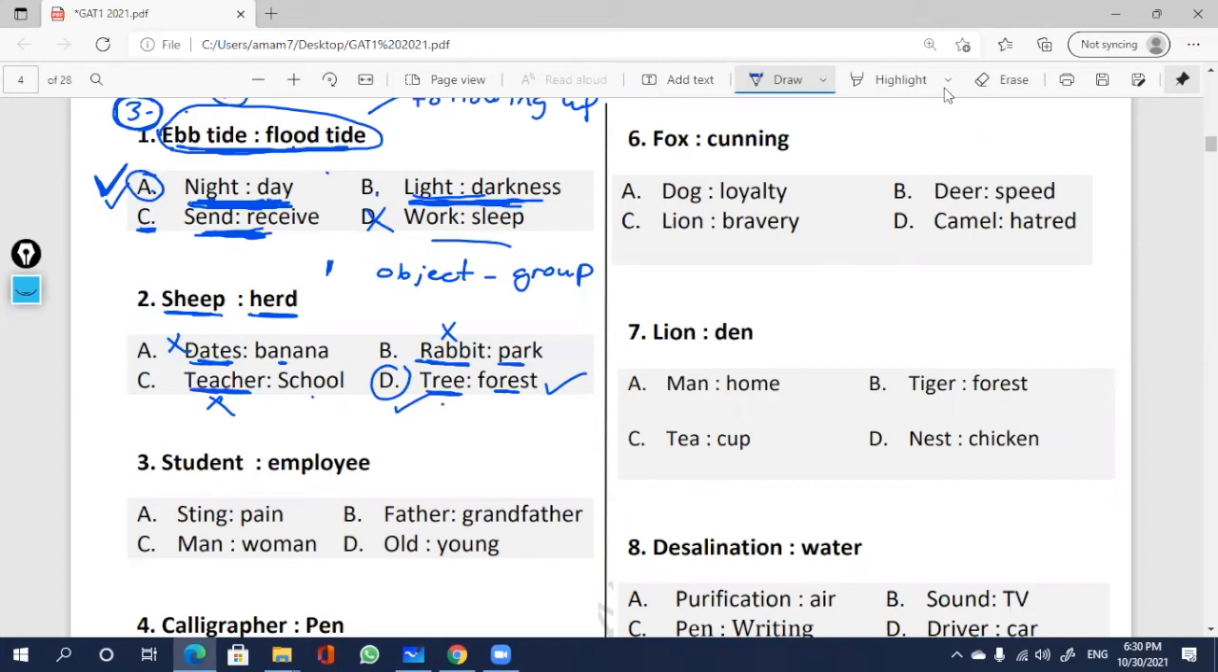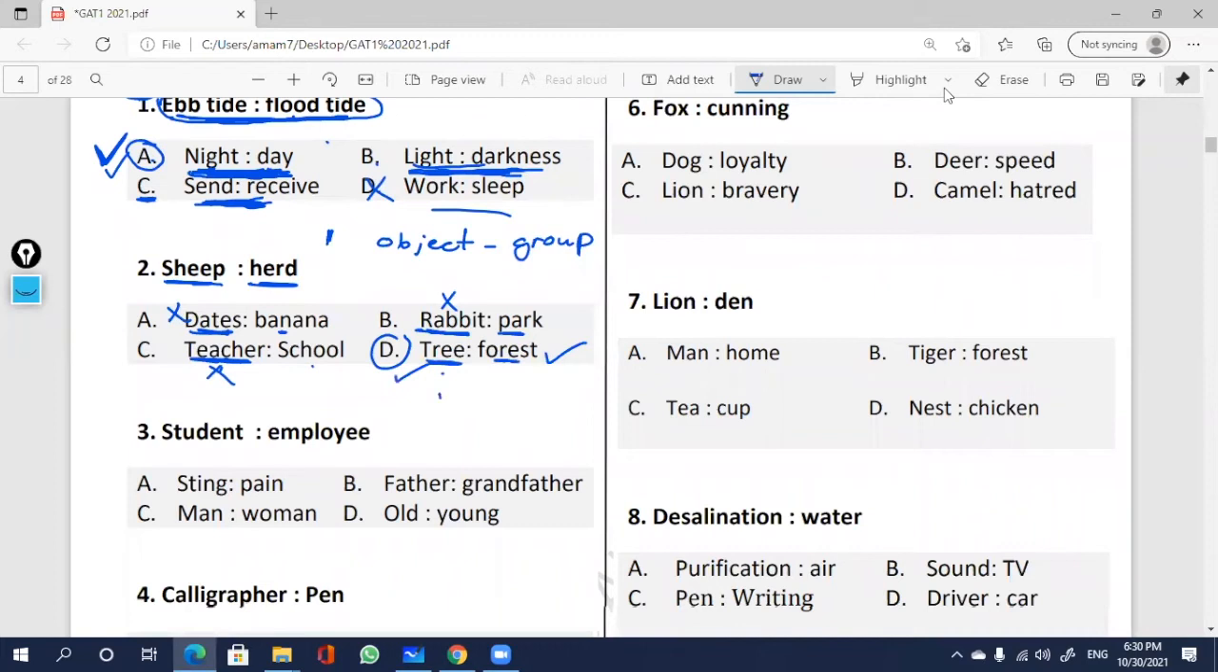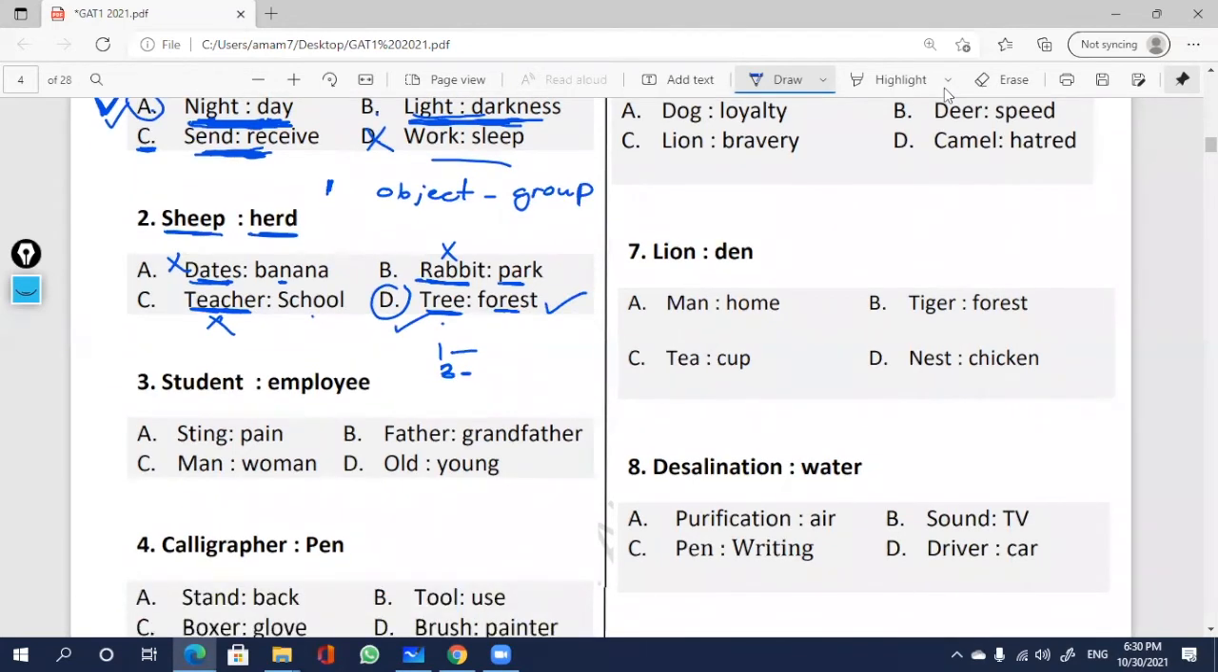Excellent, Suzanne. How about number 3, student employee? Don't forget, I want you to identify the relationship, then eliminate according to the relationship. Okay? Rayyan. Yes, hi. I'll start to answer. First, can you tell us the relationship which links these words? The relation is that the student would turn into an employee later. Excellent. So the correct answer would be father and grandfather.